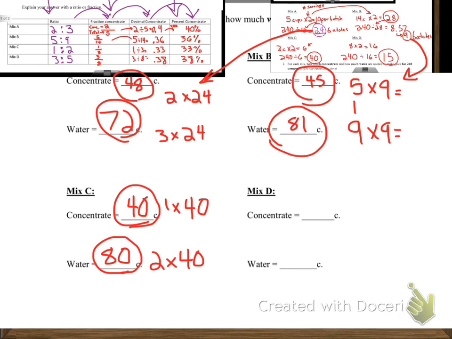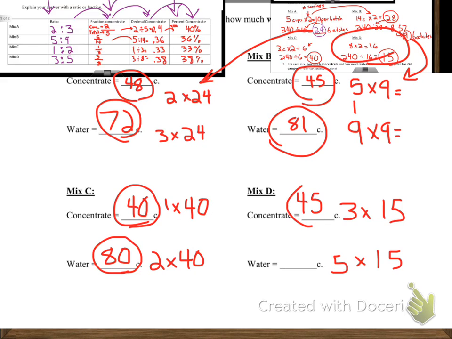And mix D required, what was the ratio for that guy again? 3 cups of concentrate to 5 cups of water times, well, how many batches did we need? Looking back up in our notes, we needed 15 batches each. 3 times 15 gives me 45. And what does 5 times 15 give me? That one I don't know so well. 5 times 15 in my calculator gives me 75.